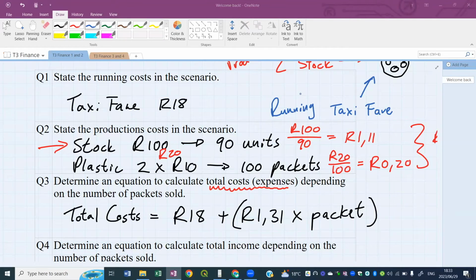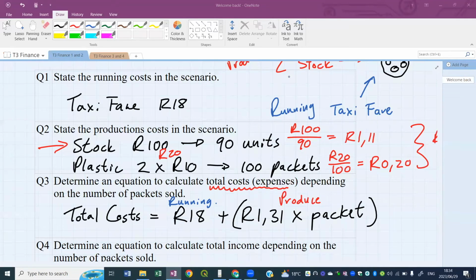All right. Now, if you guys know me, you know I like using brackets. So this part here, the 131 times packets, that's going to be my production cost. Okay. So I'm going to say to produce. And here, the 18 Rand is my running cost. Okay. So I've got a running cost and I've got a production cost here.